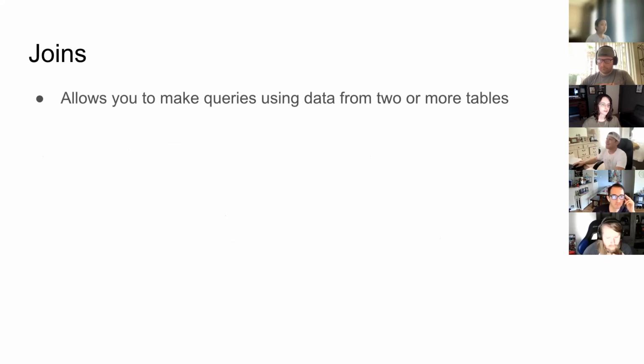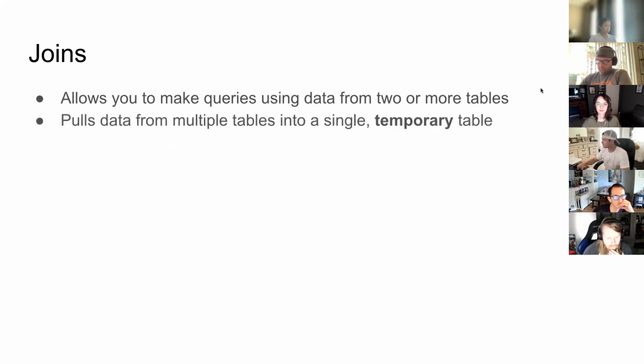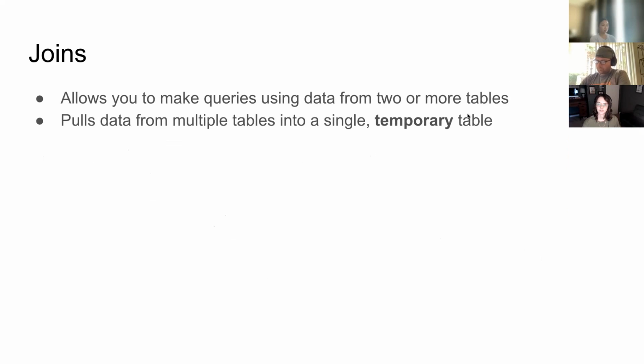So joins will allow you to make queries using data from 2 or more tables, which is exactly what we're starting to get into the necessity of. We're starting to need that behavior, right? And it will pull data from multiple tables into a single temporary table. And when we say temporary, this is being held in memory, for the life cycle of the query.